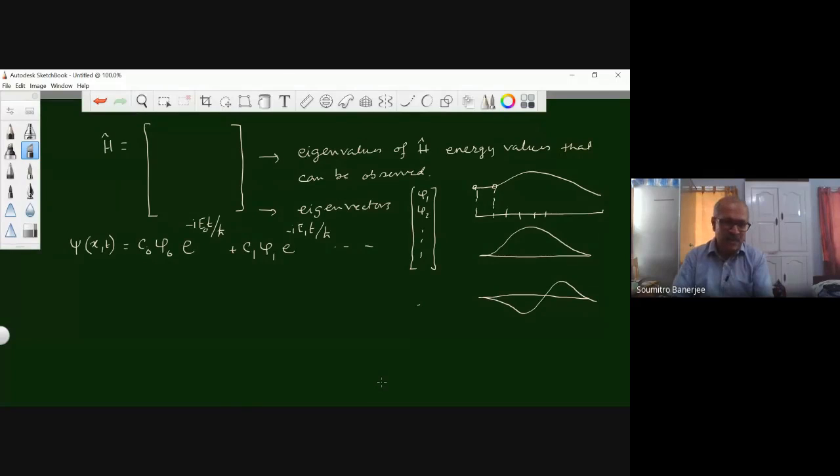All that will happen is the elements in this matrix will change. As a result, the eigenvalues will change. As a result of it, the eigenvectors will change. And still, the result will be a combination written like this. Okay. So if you once write it correctly for the harmonic oscillator problem, that will work for any given potential function.